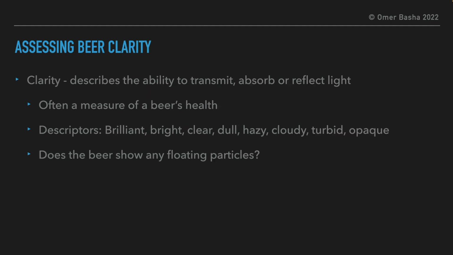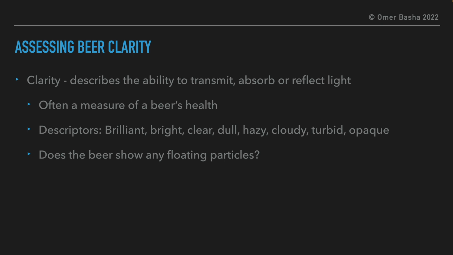After the color of the beer, move on to describe its clarity. Is it possible to see through the beer or not? Does the beer let light pass through or does it reflect it? This can also be a good way to assess the condition of the beer, and if we have a lot of haze, it can indicate defects. Descriptive words for beer clarity can be brilliant, bright, clear, dull, cloudy, hazy, turbid, and opaque.